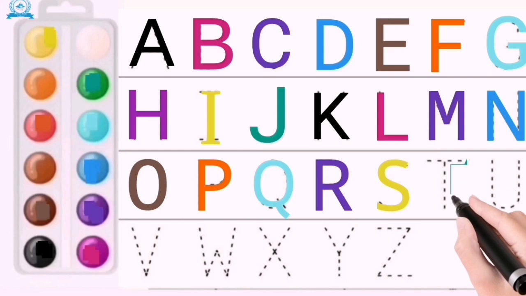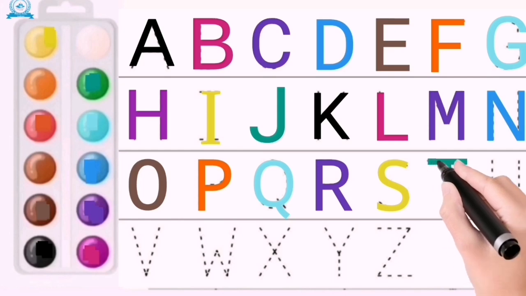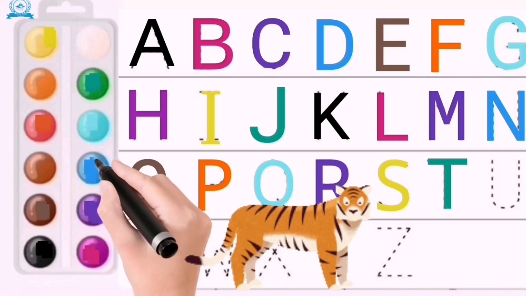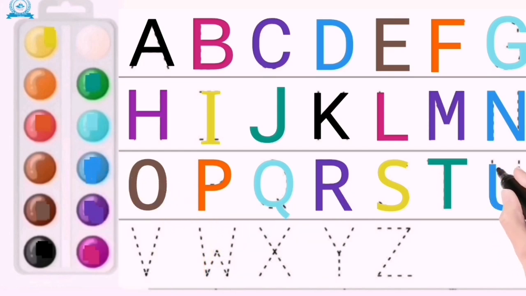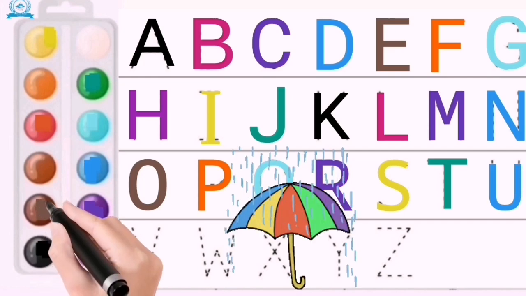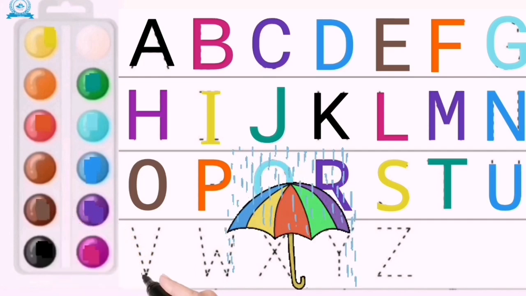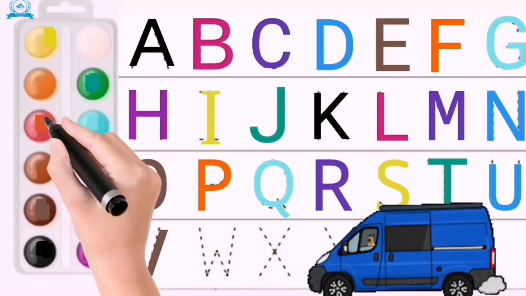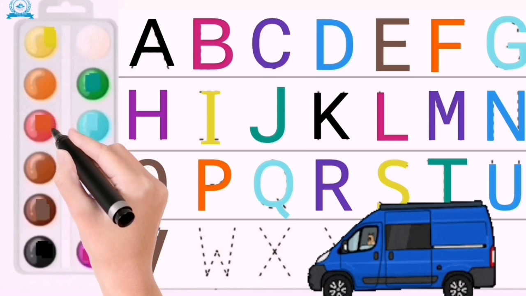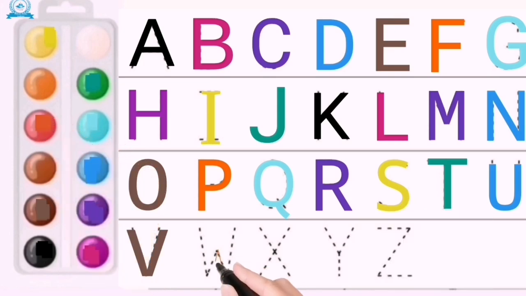T. T is for tiger. U. U is for umbrella. V. V is for van. W. W is for watch.